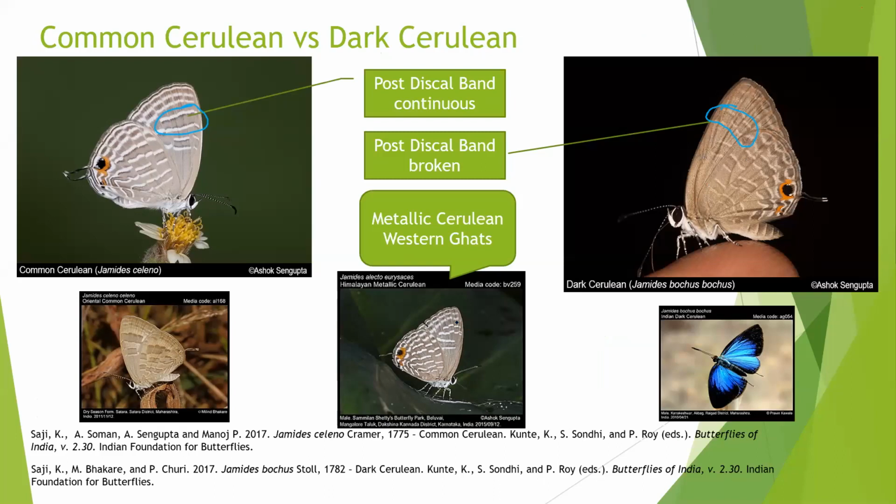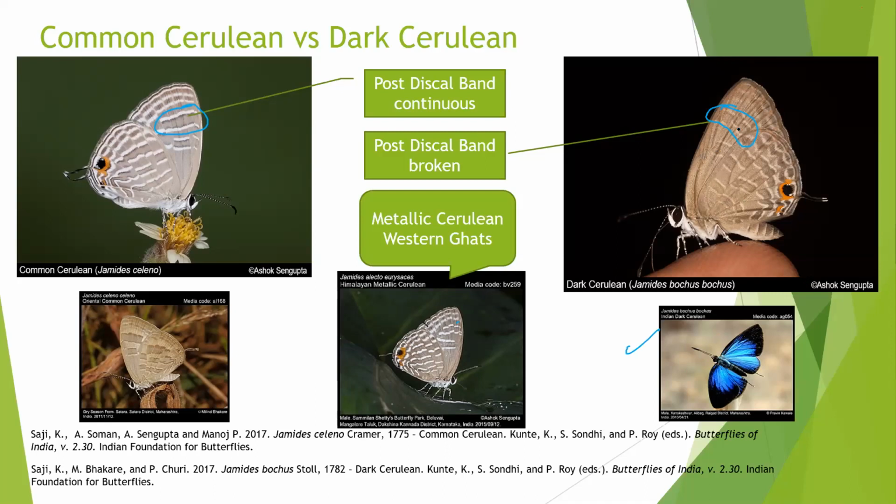You see that the metallic Cerulean is always a bigger butterfly than the dark Cerulean. When you see them in flight, you'll see that the dark Cerulean has the brightest and deepest blue of almost all the blues. I've given a photograph here of a male dark Cerulean, which is so vibrant in color, but it is very difficult to see the open wing. They will never give you an open wing shot, so you have to be satisfied with a hind wing photograph only.